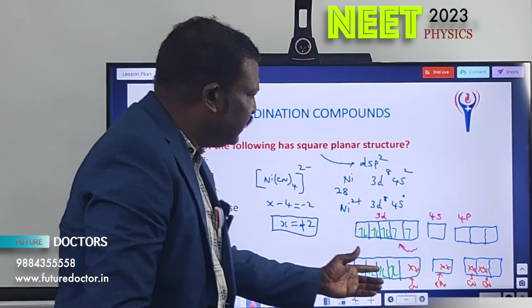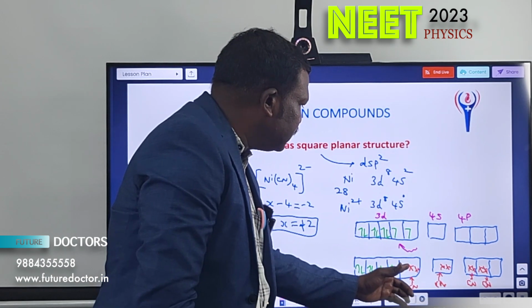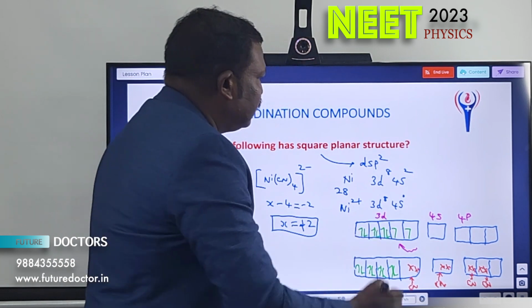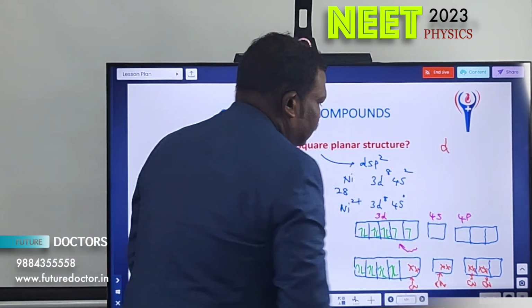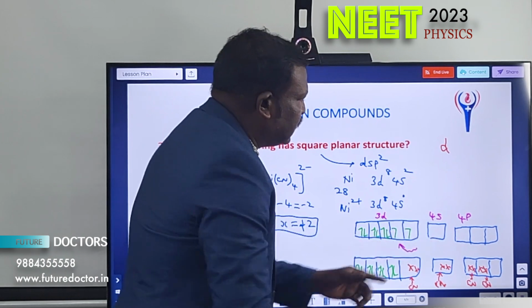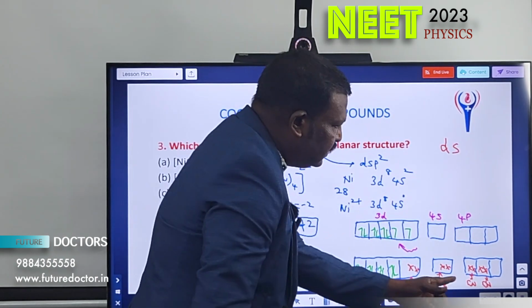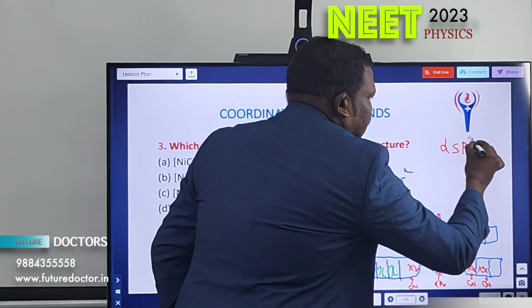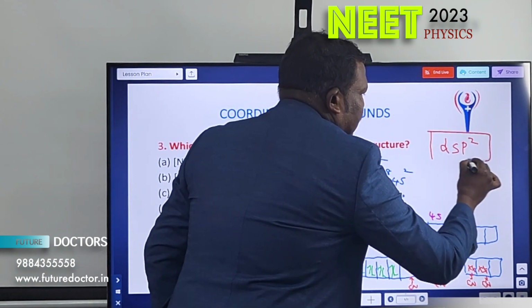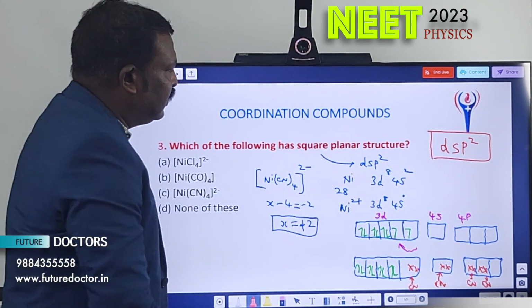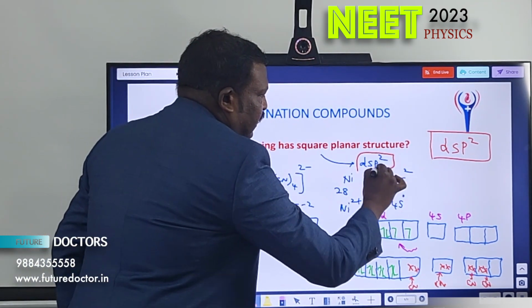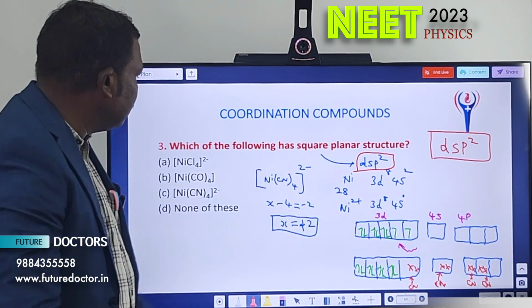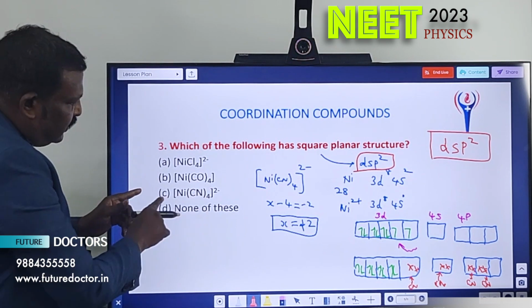From this only we can decide the hybridization. See, this pair is giving electrons to which orbital? The d orbital. Now it has given electrons to the s orbital. These two have given electrons to the p orbitals. So dsp2. Any complex having this kind of hybridization, I already told you, is a square planar complex. If you get dsp2 hybridization, the complex is square planar.